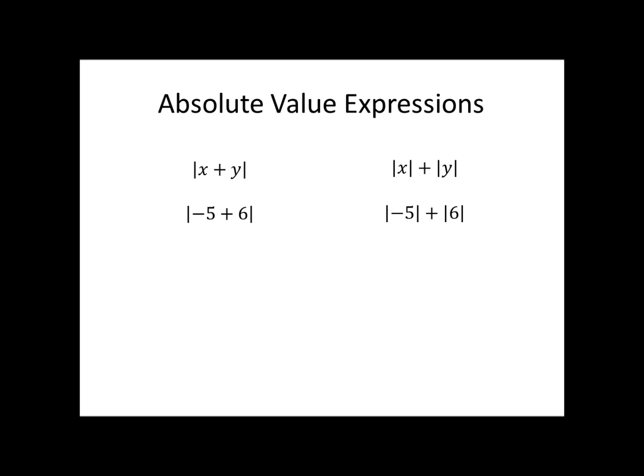We'll plug in -5 for x and 6 for y. In the first expression, we need to add the two numbers before we take the absolute value. In the second expression, we need to take the absolute values and then add. In the first case, we get an absolute value of 1, which equals 1. In the second expression, we're left with just 5 plus 6 because the absolute value of -5 is 5 and the absolute value of 6 is 6. So in that case, our answer is 11. So again, you need to remember what gets done first. The absolute value brackets act similar to parentheses in the order of operations. So anything inside the absolute value needs to get done first.